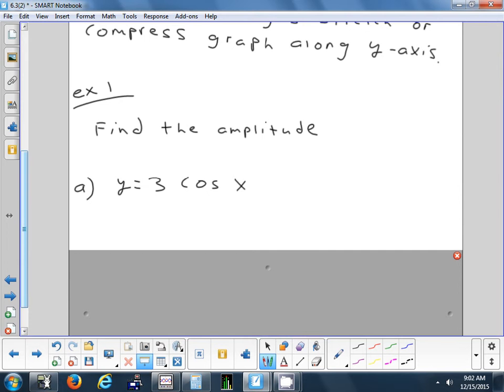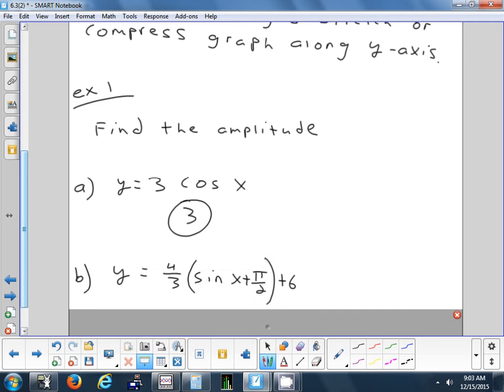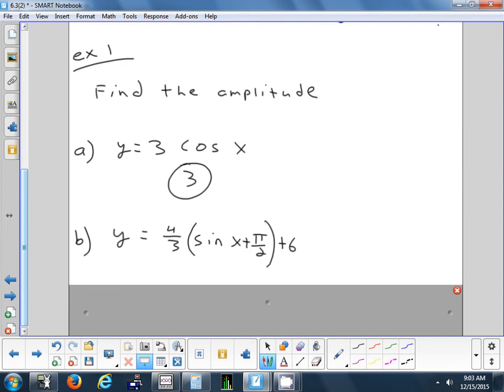All right, so these problems you don't have to graph. Okay, and you'll have a few like this on the test. Just find the amplitude. Would it just be 3 -3? Well, if it asks for the range, it's -3 to 3. But the amplitude is just a single number, 3. Just the absolute value of what's in front. Okay, what about the amplitude here? 4/3.